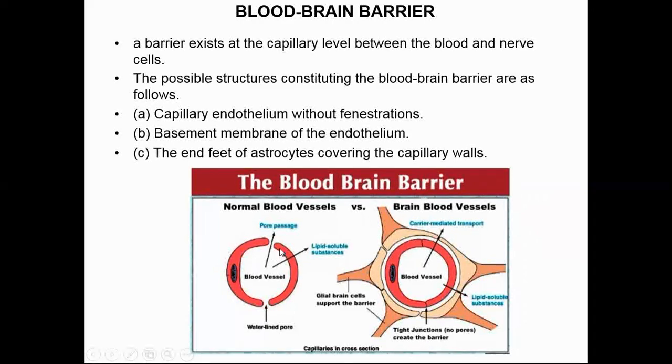So here also you have the endothelium and a basement membrane. Endothelium are tightly packed. There is no gap between the endothelium without fenestration, and there is a basement membrane surrounding it, and also on the outer aspect of it, the perivascular foot process of the astrocytes can be seen. So all these three together form the blood-brain barrier.